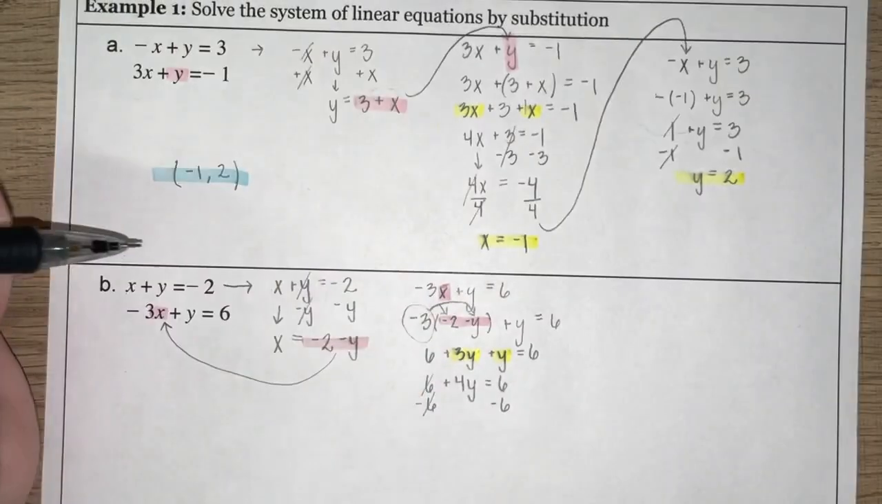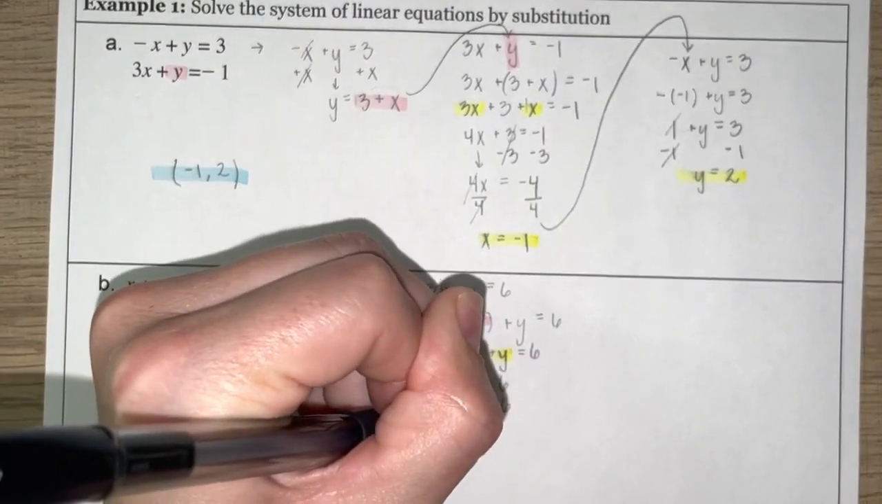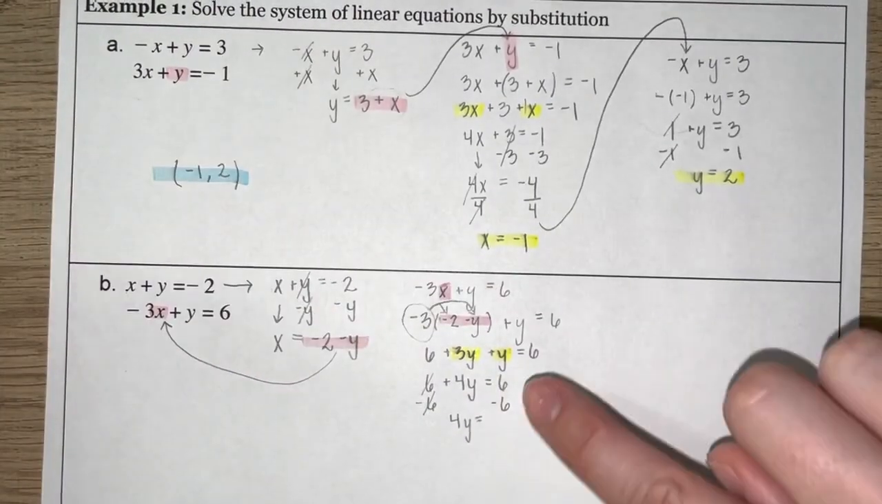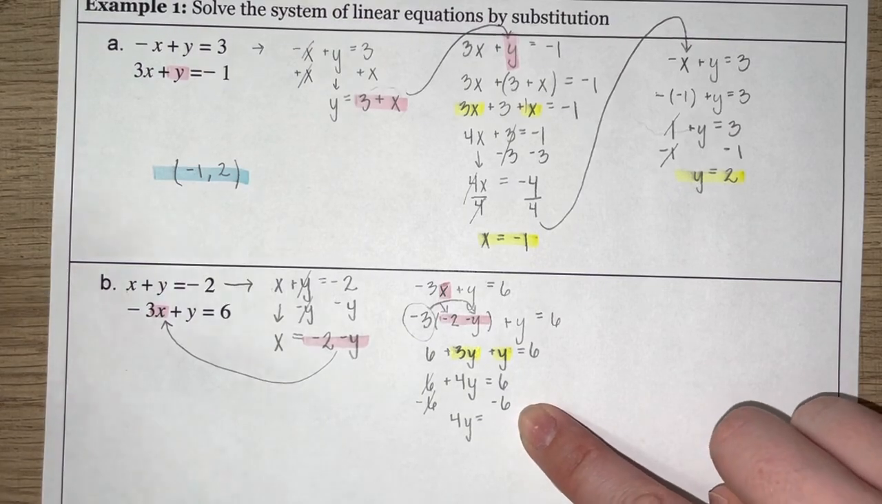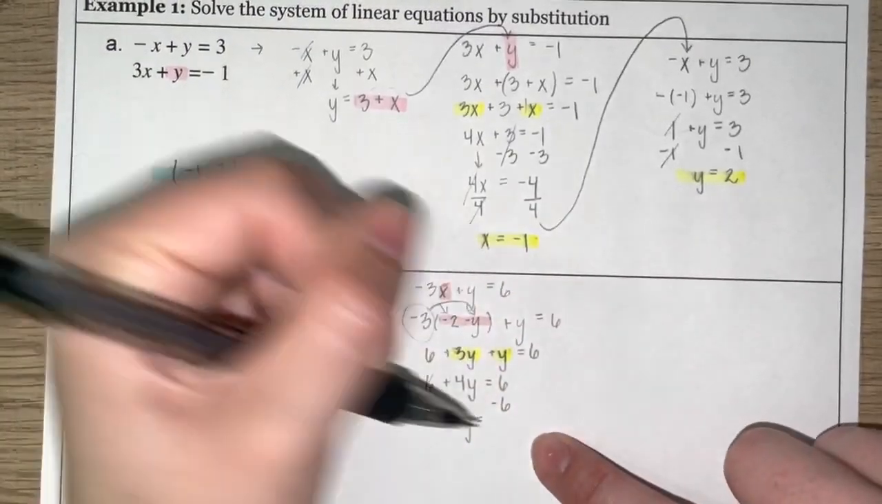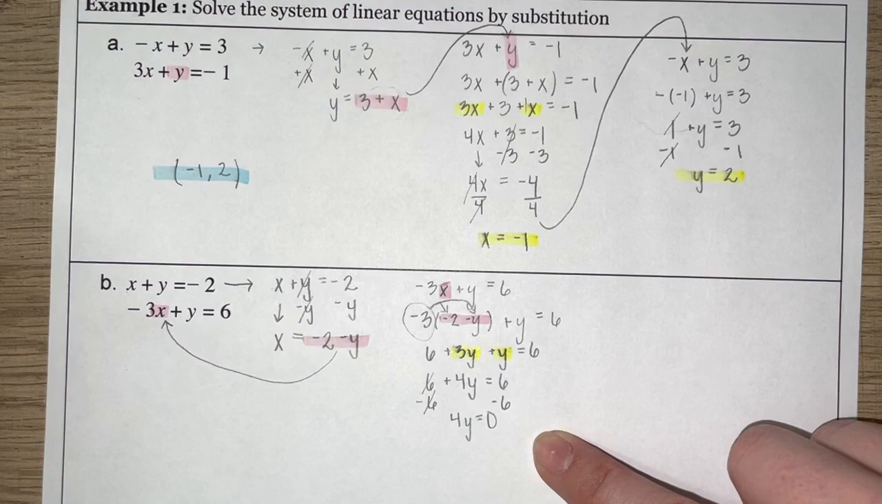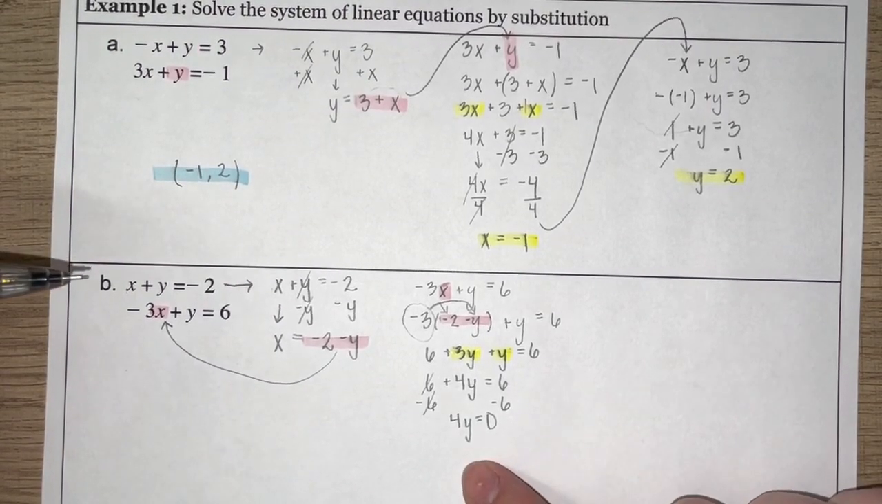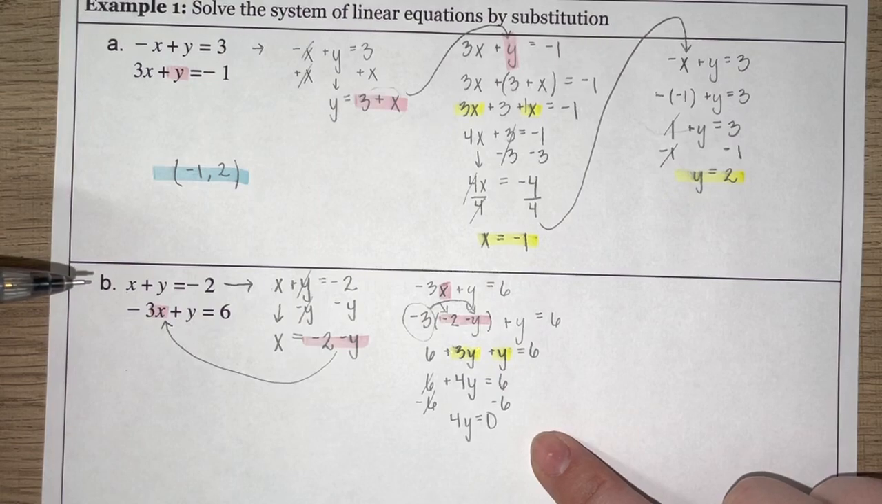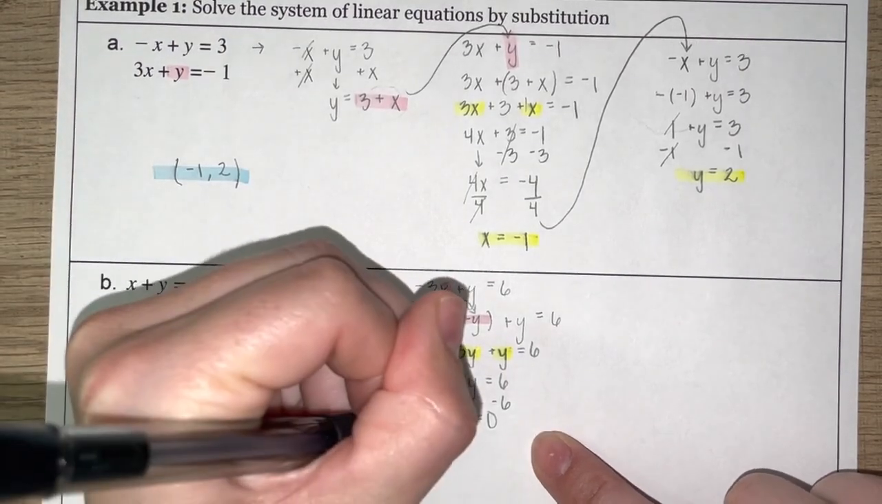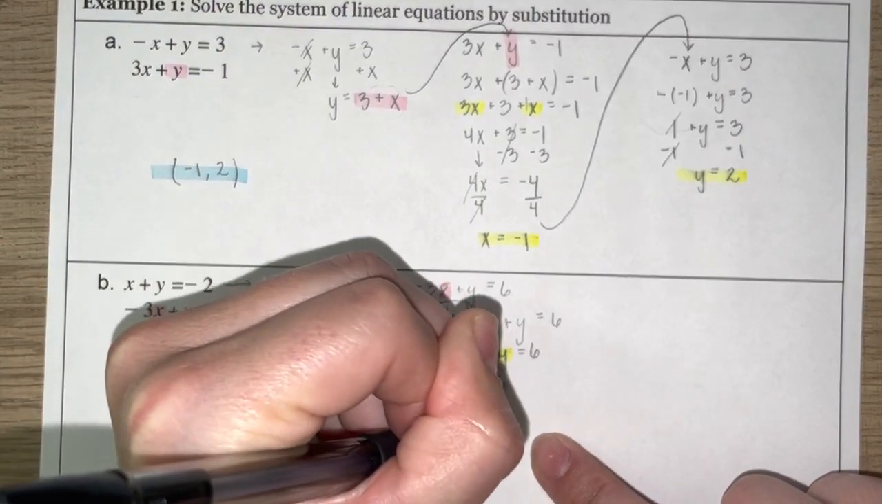So 6 minus 6 cancels out. I have 4y equals 6 minus 6. That also cancels out, but since it's on the other side of the equal sign, we'll want to write 0 there, because we can't just have nothing on that side of the equal sign. So now we have 4y equals 0. In order to undo multiplying by 4, I'm going to divide both sides by 4.